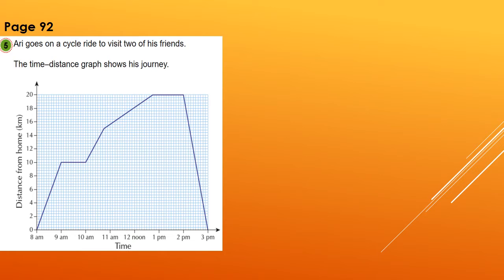Ari goes on a cycle ride to visit 2 of his friends. The time distance graph shows his journey. As you can see here, the horizontal axis is the time, and the vertical axis is the distance from his home in kilometers. So 0 means that he was at home, 0 distance from his home, which means he was at home at 8 a.m.